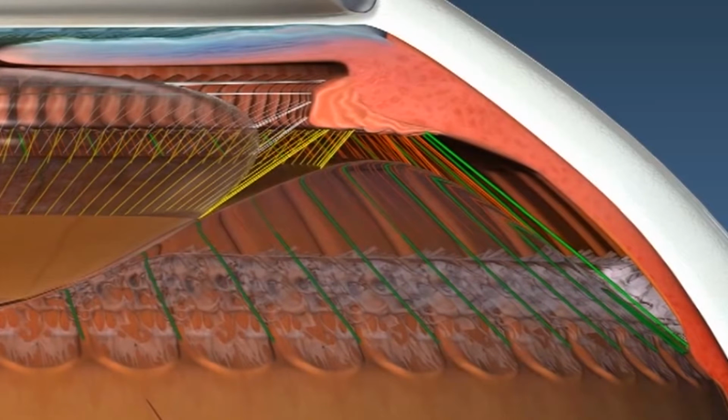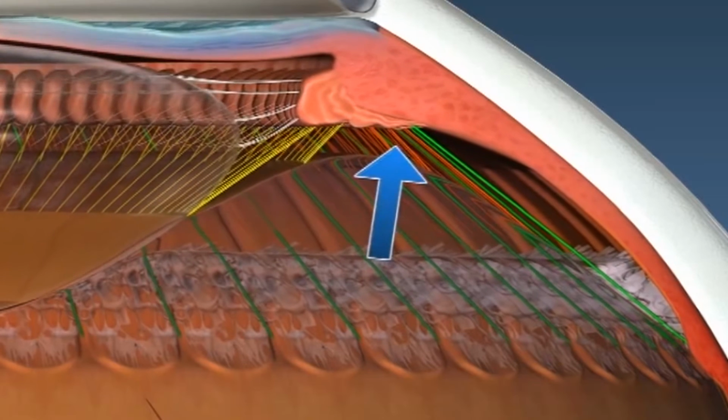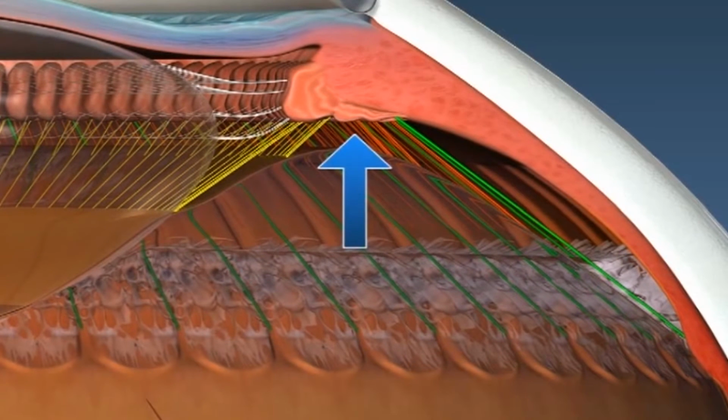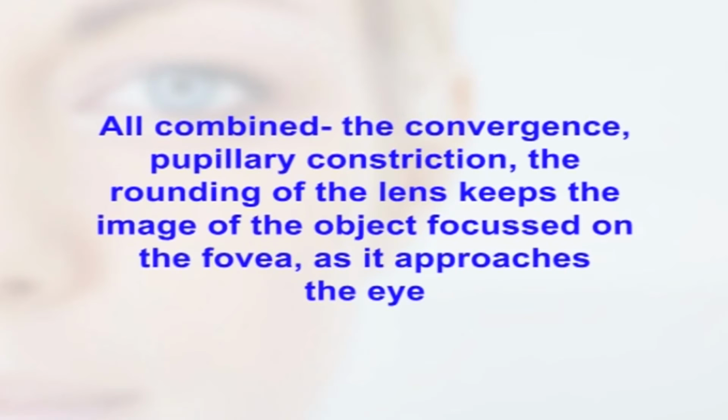In distant vision, the lens is pulled at the equator by the suspensory ligament so that it is relatively thin. When the muscles of the ciliary body contract, the tension on the suspensory ligaments decreases and allows the lens to assume a rounder shape. This in turn increases the capacity of lens to bend the light, and as a result, the image is focused on the fovea. All combined, the convergence, pupillary constriction, the rounding of the lens keeps the image of the object focused on the fovea as it approaches the eye.